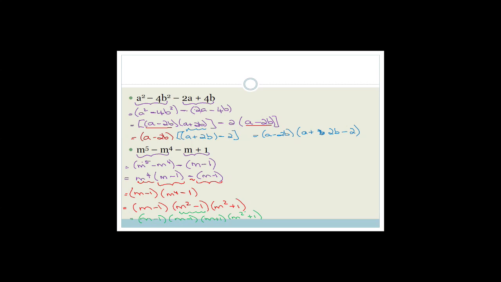There we go. And if you want to really impress your teachers, you can write, well, these two brackets are the same, so it becomes m minus 1 squared, m plus 1, m squared plus 1. But it's not necessary. Writing this out is beautiful and the way it should be done. Sure, that was quite a long sum.